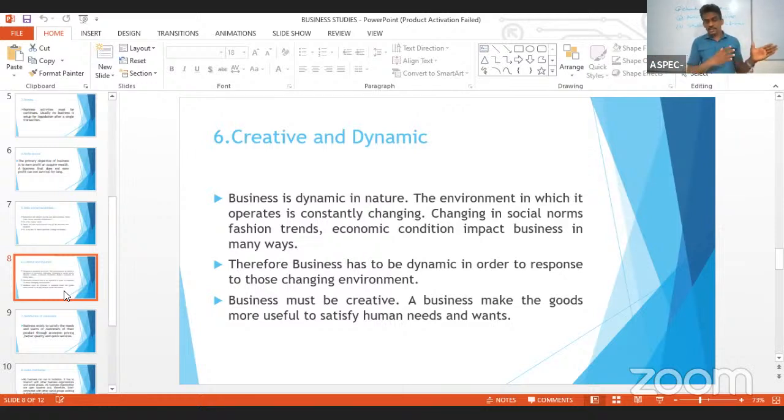On the other hand, business must be creative. Business produces goods and services to satisfy human needs and wants. If a business can do this creatively, then business demand goes up. Therefore, being creative and dynamic is one of the main characteristics of business.